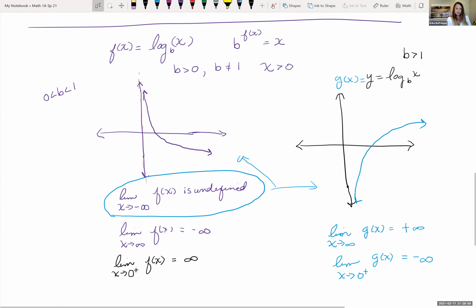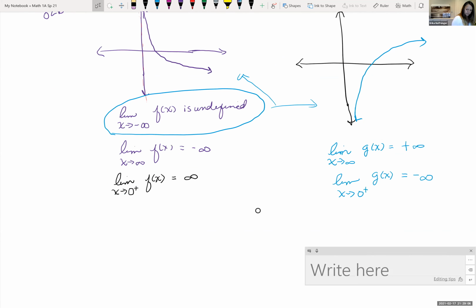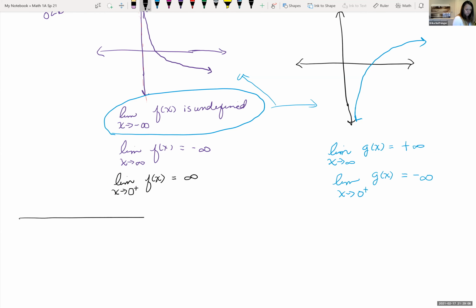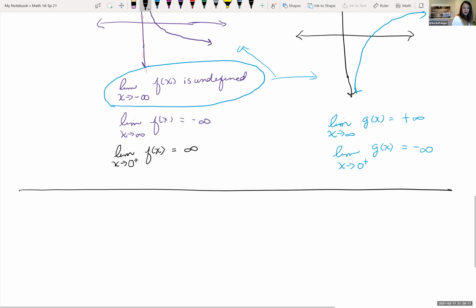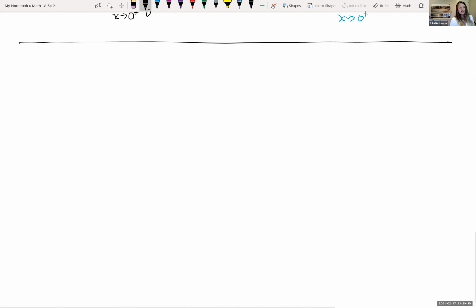Trying to think if there are any other functions. What about your sine or cosine function? If we were looking at end behaviors of sine and cosine, is it ever going to any particular number? Or is it ever going to shoot off to positive infinity or negative infinity? So for instance, let's look at f of x equals cosine of x.